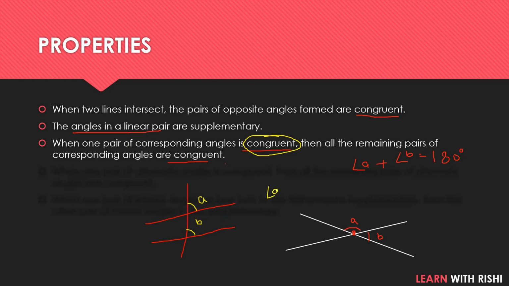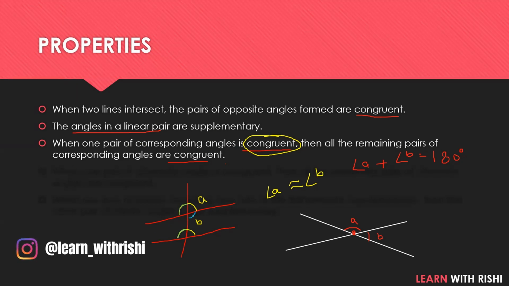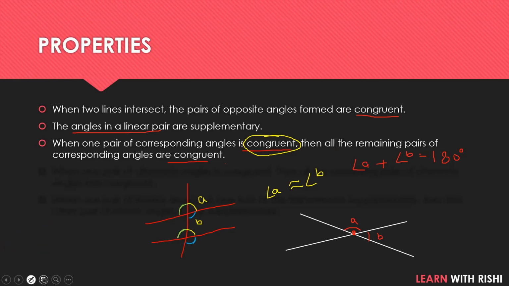If angle A is congruent to angle B, meaning the measure of angle A and the measure of angle B is equal, then all the other pairs of angles are equal. Other pair means this angle will be equal to this. Then this angle will be equal to this angle. And lastly, this angle will be equal to this angle. So if any one of the corresponding angles are congruent, then all the remaining pairs of corresponding angles are congruent. So this is a property.